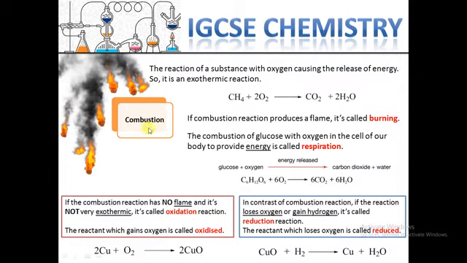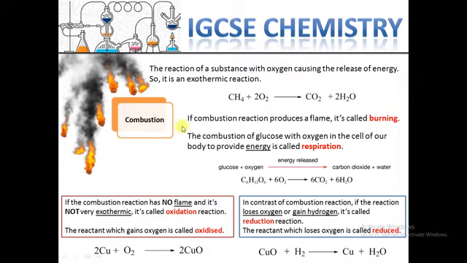This one is a type of combustion, but here we call it respiration. That means the cell is respiring. In this case we call it respiration, which can produce carbon dioxide and water, same as here. But the difference is this happens in our body, in our cells. The name is different. We call it respiration.